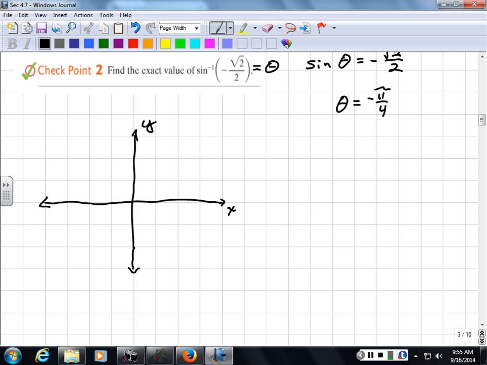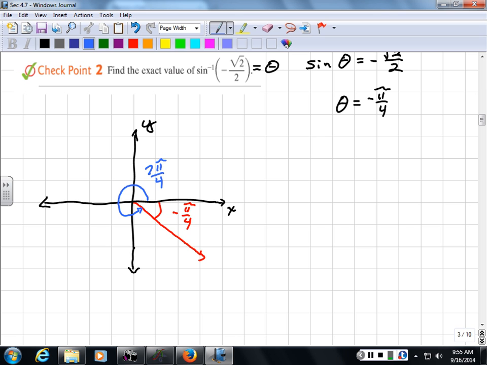It's okay. We'll go with that. It's in the fourth quadrant. It's a negative pi over 4, right? What is that equivalent to as far as a positive value? There we go. 7 pi over 4. Okay? They are both coterminal angles, right? I've got 7 pi over 4. I've got negative pi over 4.